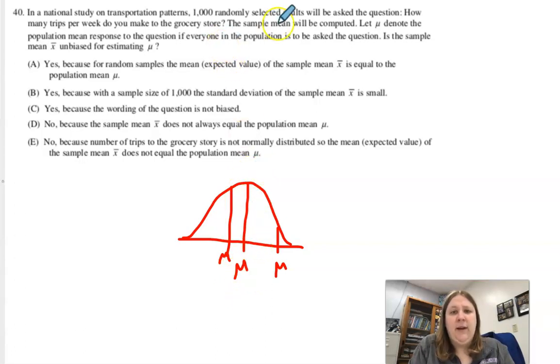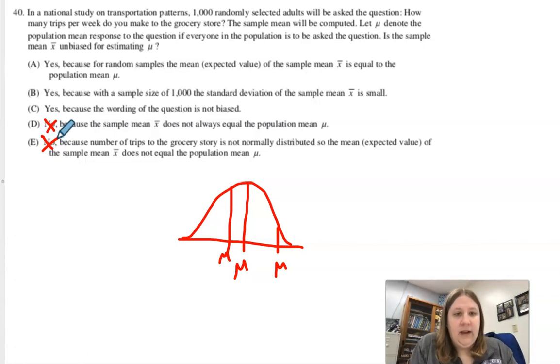Okay, and here we have randomly selected. This seems like a good setup. There's no reason for us to think that mu wouldn't be right in the center of all of the X bars. They're asking a sample of 1,000. That's a really good size. So we would kind of cross off anything that says no, right? There's no reason for us to think this is biased.